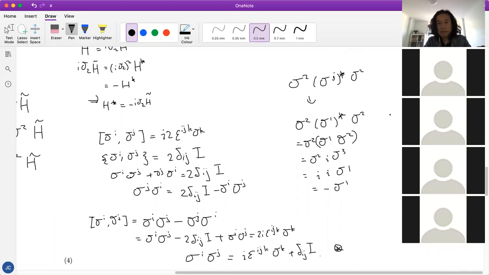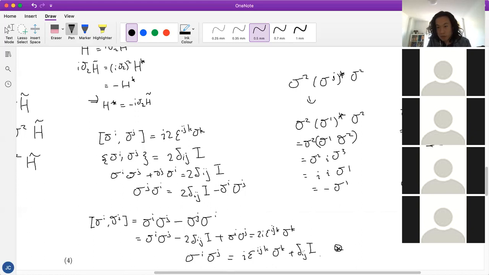And doing the exact same thing, now let's look at sigma 2, star, sigma 2. Sigma 2 is a complex matrix, so when you star it, you get the minus sigma 2. So this is equal to minus sigma 2, sigma 2, sigma 2. Sigma 2 squared just equals +1 as we're shown here. So this just equals minus sigma 2. That's the easiest one.